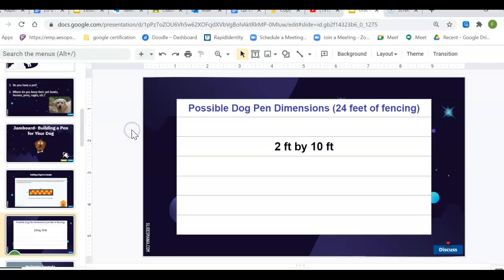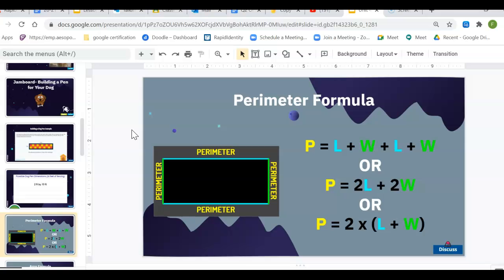And this is our next slide. I've already talked about determining the perimeter of yours. You can add up all the sides: length plus the width plus the length again plus the width. It doesn't matter which order you have these in, as long as you have two lengths and two widths. That's one way to do it.